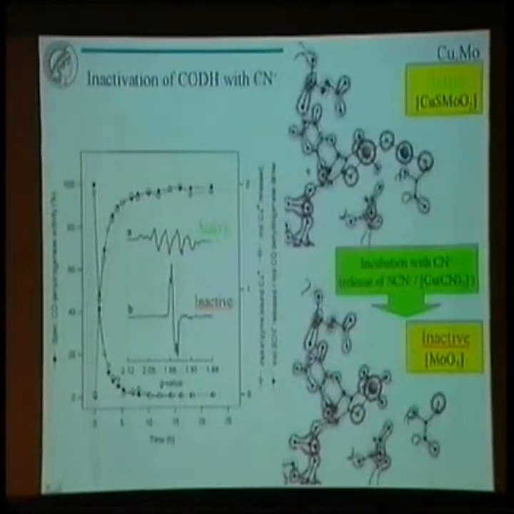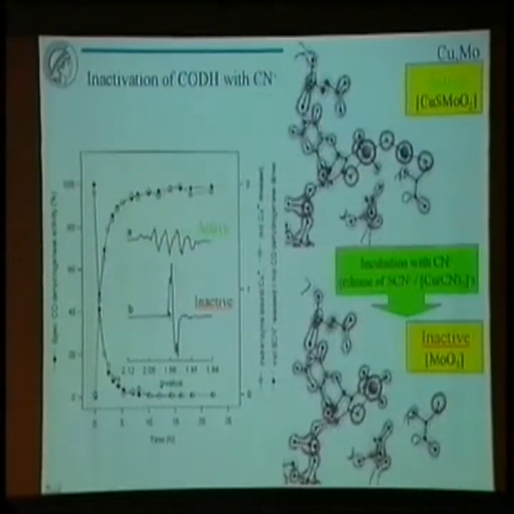If we use cyanide in large excess, then we find that this removes the copper, and we get an electron density that looks like this. And of course, this species is totally inactive. It has lost an essential part of the cofactor. The copper is lost. Now, this we can follow by measuring the activity.